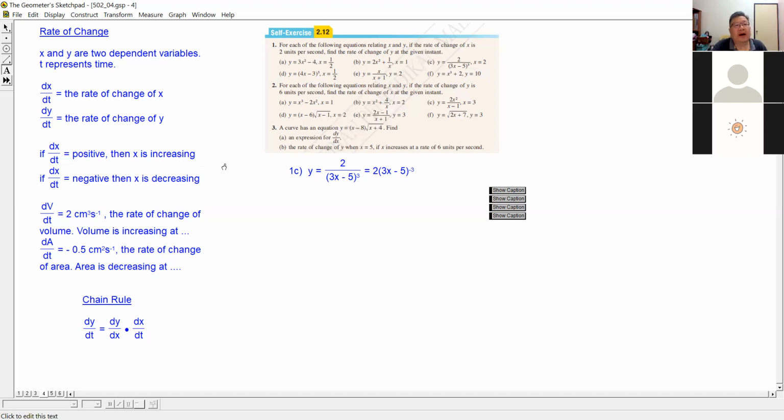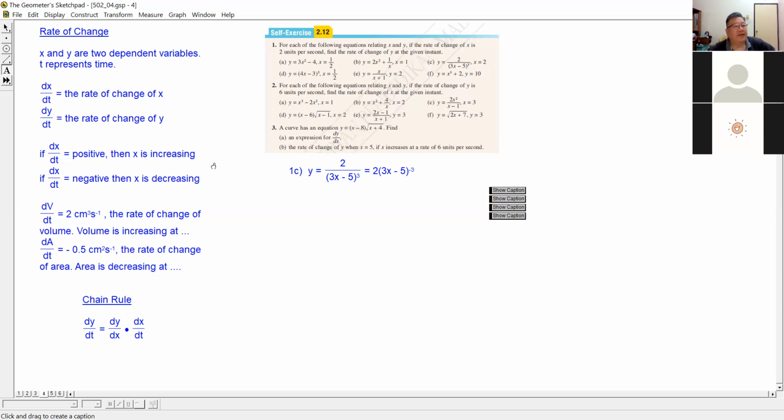So far, you have to remember all these things. These are the things that you need to remember, because in any question, they just tell you rate of change. Then you must know the d/dt is there.